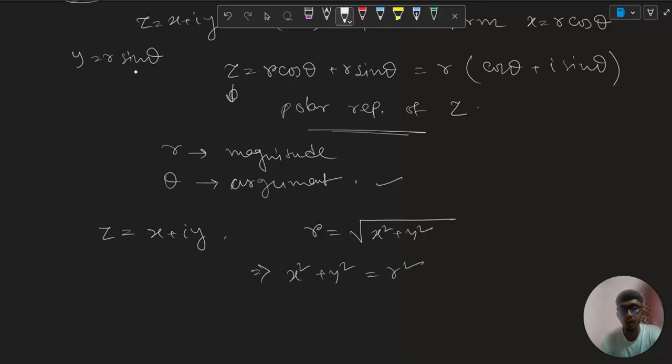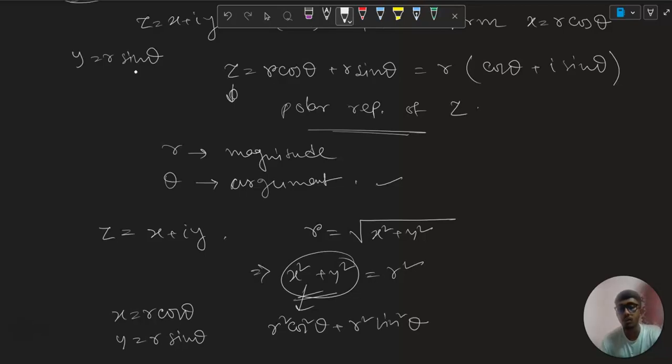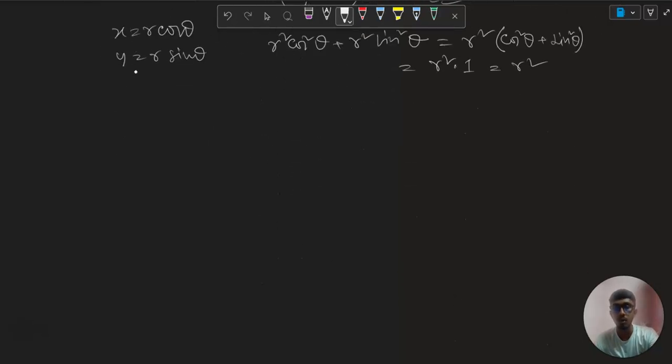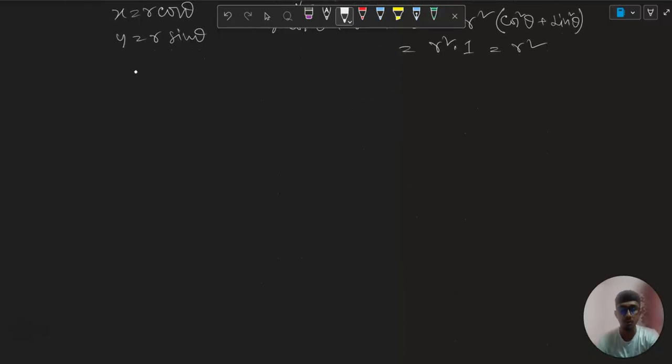So if we set x equal to r cos theta and y equal to r sin theta, what will we get from the left hand side? It will give us r square cos square theta plus r square sin square theta, which will be r square of sin square theta plus cos square theta, or cos square theta plus sin square theta, which is ultimately r square into 1, which is equal to r square, which gives you the right hand side. So from there we derive these notions: x equal to r cos theta, y equal to r sin theta.